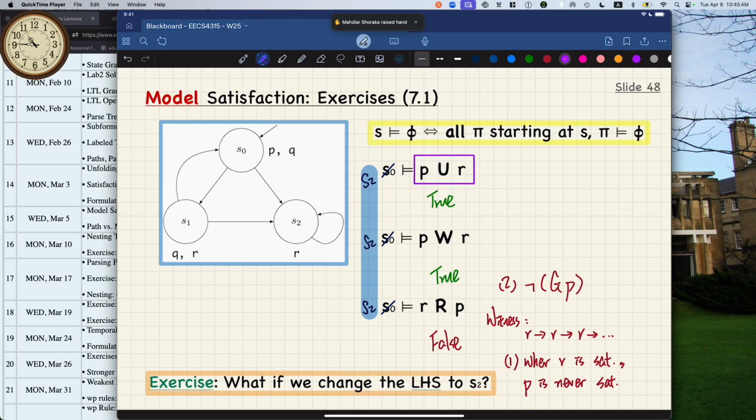As you can see over here, since we are starting from S2, we don't have many choices. It's basically just S2 and then S2 and then S2, etc. And you can see that S2 implicitly does not satisfy P, and also it does not satisfy Q. So this is relevant to us, right? You can see P is not satisfied. And then we want R to actually be satisfied right away, right?